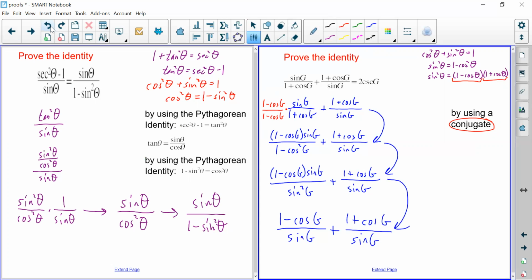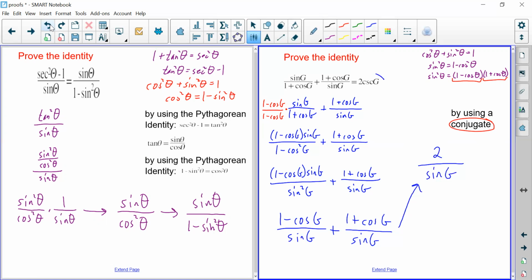So now I need to think, what can I do now? Well, I'm kind of stoked because I see two fractions that have the same denominator. So let's just add them up. I mean, that's got to be right. Let's see. So the denominator would be sine of g. I've got 1 plus 1, so that's 2. Negative cosine g plus cosine g. Aren't those opposites? Doesn't that just add up to 0?